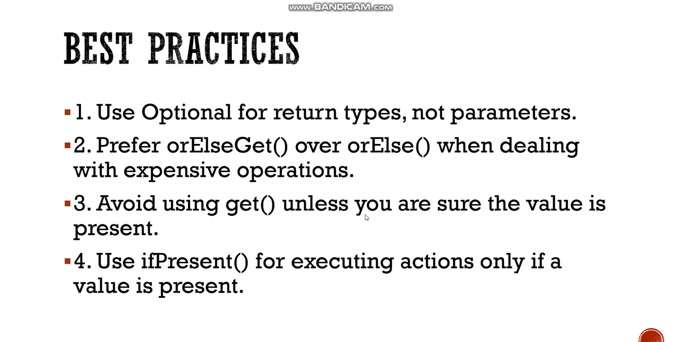Avoid using get unless you are sure the value is present. If the value is not present and you are just directly calling the get method, it can lead to the null pointer exception. Then why would the use of optional be there? So to avoid these types of exceptions, as I mentioned, we can use dot orElse to return some alternate value if the value is not present by chance.